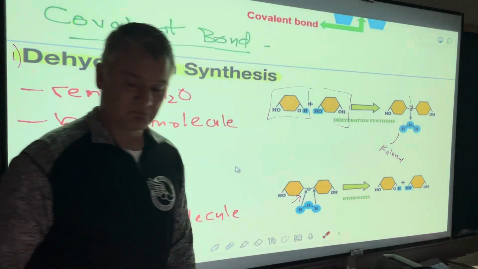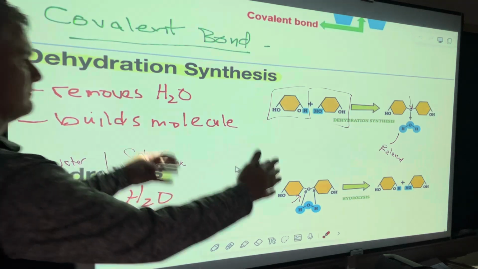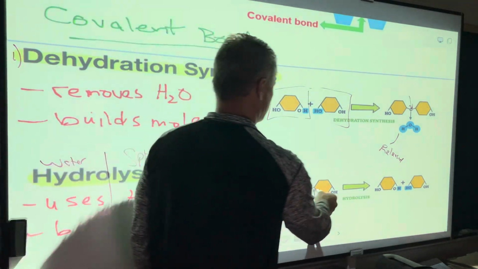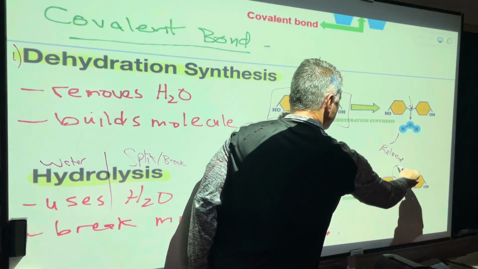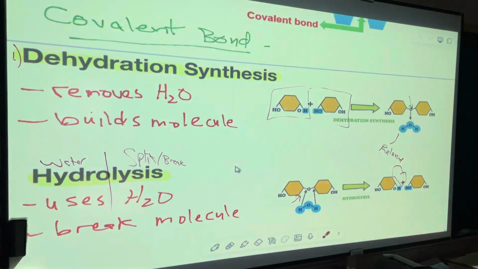So right now, my banana this morning is being disassembled molecule by molecule, and when you do it, it's releasing energy. If you don't believe me, put your hand to your neck. You've got lots of things going on. Okay, hydrolysis uses H2O to break a molecule. Dehydration synthesis removes water to build a molecule. Any questions? Never is.